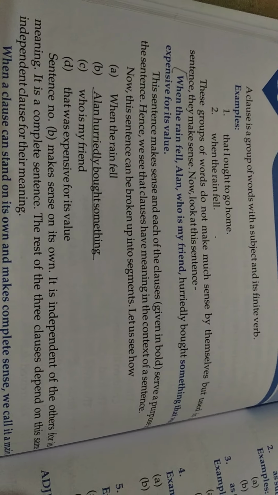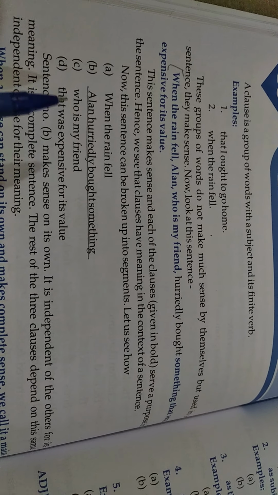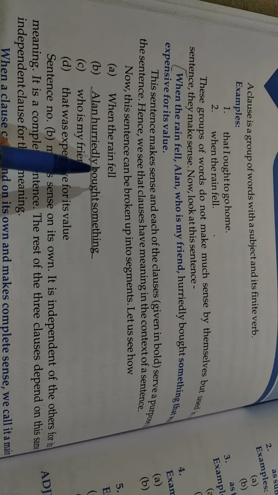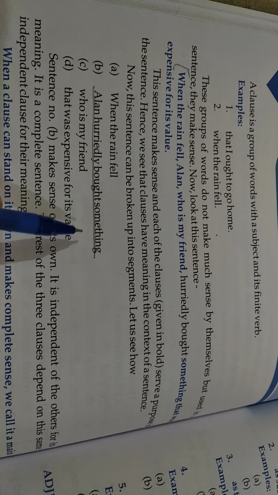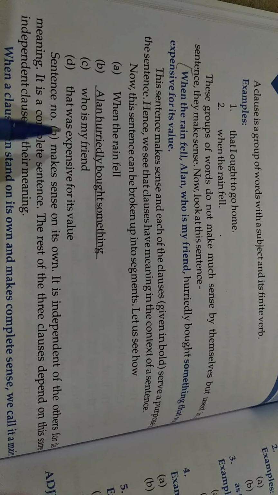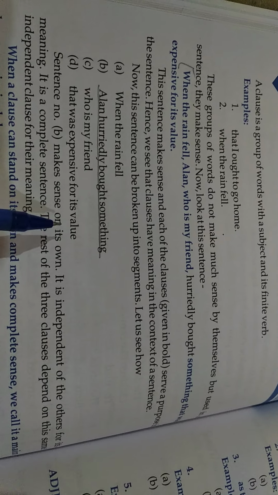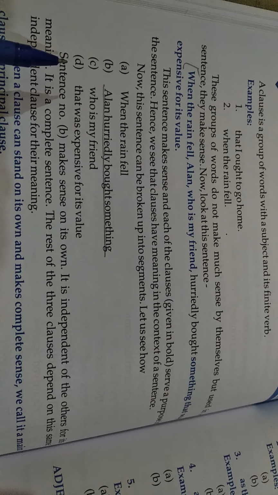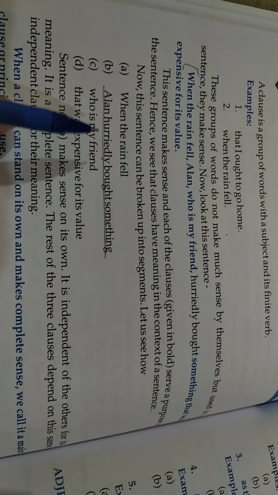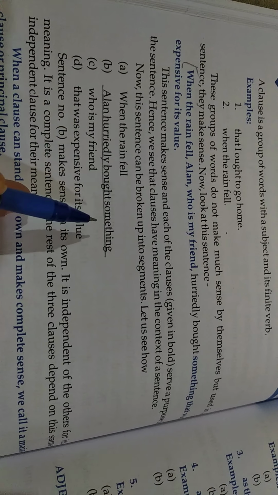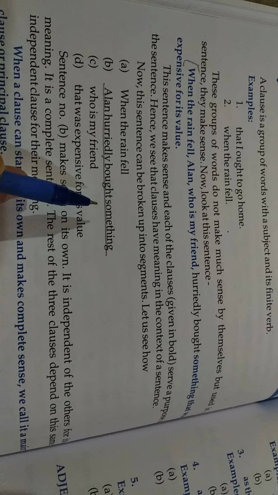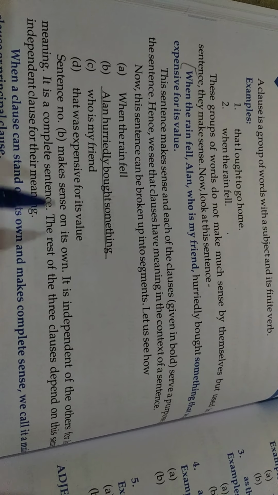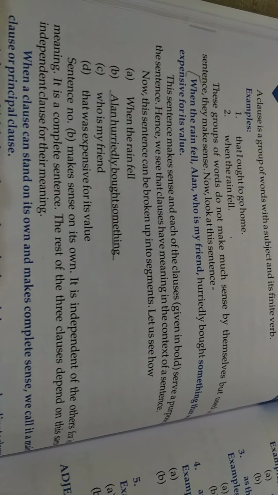Now see the segments of this sentence. We can break this sentence into different clauses. Like A part, when the rain fell; B, Alan hurriedly bought something; C, who is my friend; D, that was expensive for its value. Now A, C and D, these three are clauses, whereas B, Alan hurriedly bought something, does give a complete sense. So this is the main clause, whereas when the rain fell, who is my friend, and that was expensive for its value are the clauses that are combined together to give a sense.